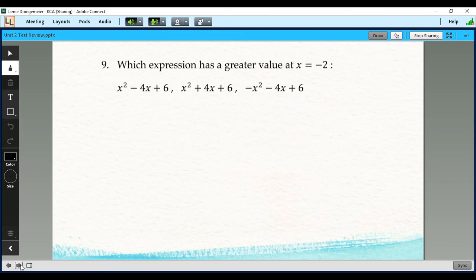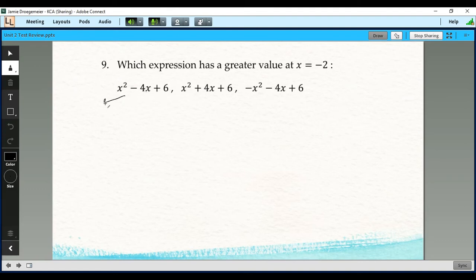All right, moving on then to number 9. In this one, they ask us which expression has a greater value at x equals negative 2. So we want to evaluate this expression when x is negative 2, and we have 3 different ones here. So we're going to plug in negative 2 for x.